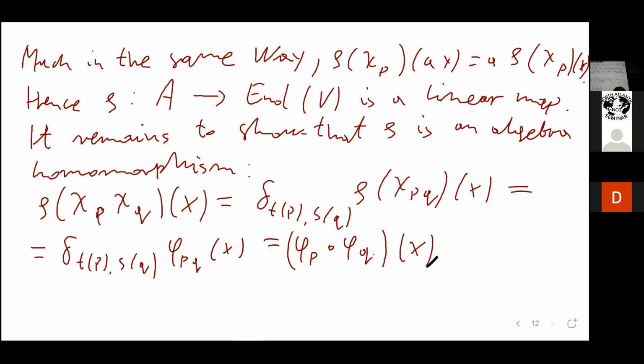Okay, so I think this formula does not require any more explanation, but now this is, by definition of the representation, rho of kind P composed with rho of kind Q, and all of that applied to X. And because X was arbitrary, we finished the proof. Okay.